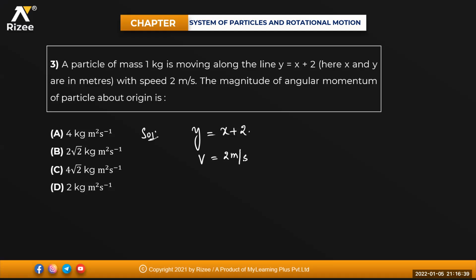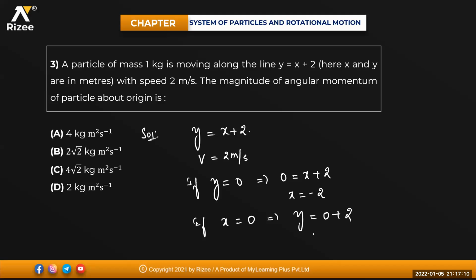Okay, about the origin means y is equal to 0. Okay, if y is equal to 0, from here 0 is equal to x plus 2, so x will be equal to minus 2. Okay, the same way, if x is equal to 0, because origin means both the x coordinate and y coordinate must be 0, that means y is equal to 0 plus 2, so y will be equal to 2. So we got the y value is equal to 2 and x value is equal to minus 2.